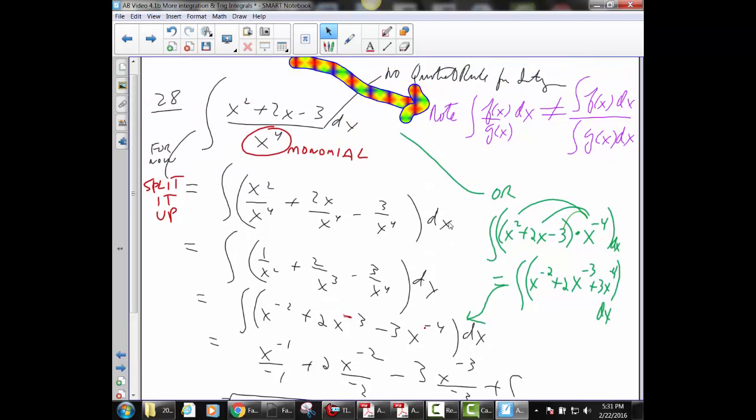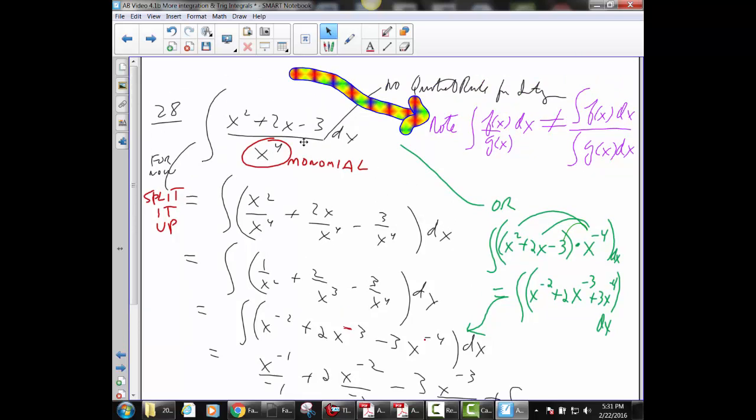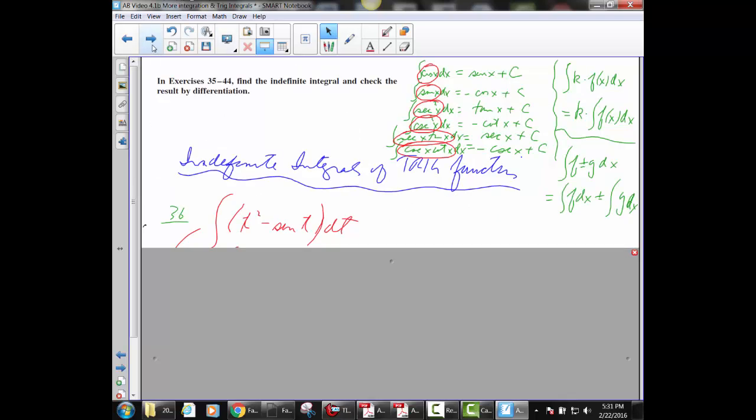Now, the other way of doing this, rather than splitting it up, is you could rewrite this as times x to the negative 4 and then distribute. You'll get the exact same line I just got right here. Okay, in exercises 35 through 44, find the indefinite integral and check the results by differentiation. Okay, as far as checking the results by differentiation, yeah, when you have all that time in your life, you just do that little thing.